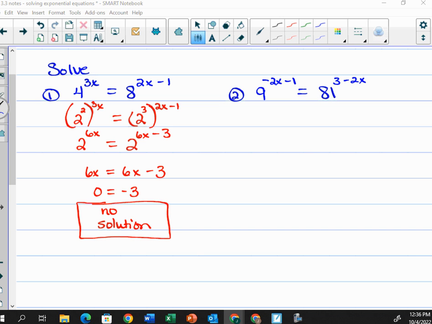You can't divide it by 2. Do you want the bases to match?